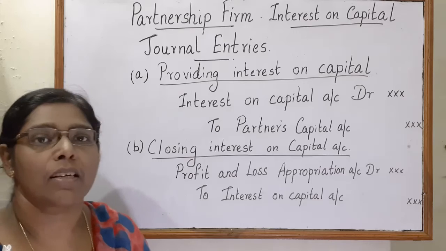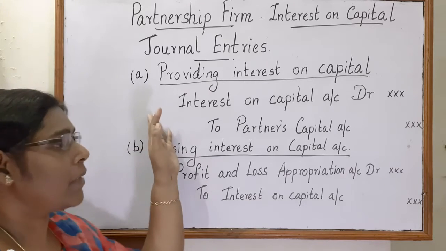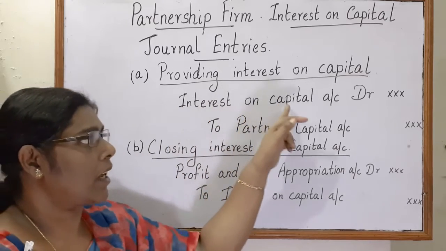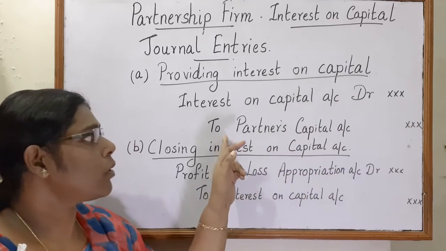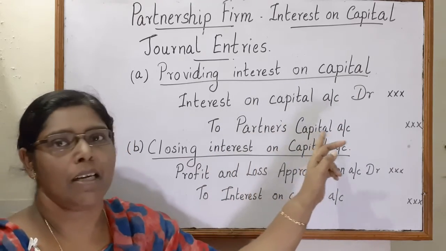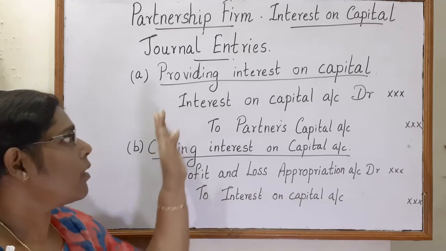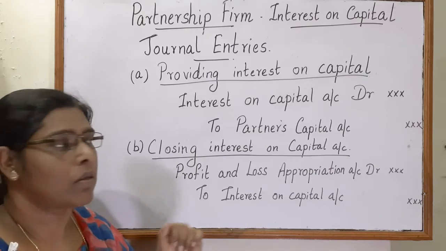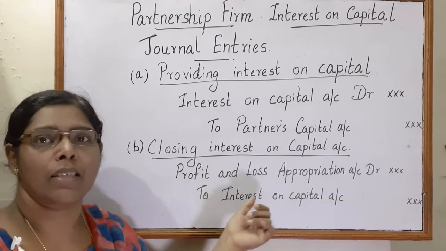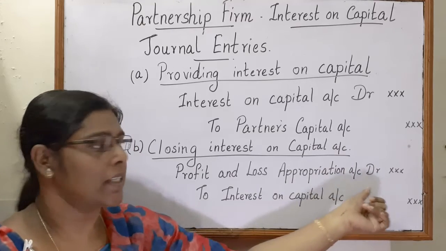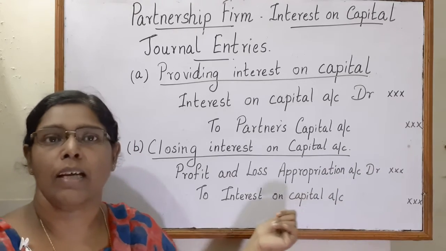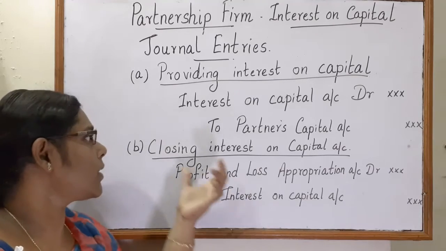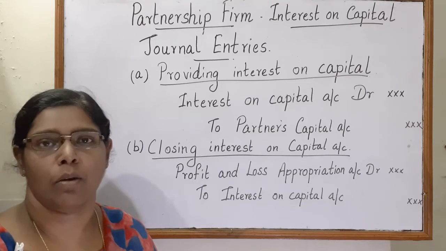First, providing interest on capital. When the interest is due, we have to pass a journal entry. Interest on capital account is debited, partners capital account is credited. Okay, now when it is due, we have made the entry. Now for closing interest on capital account, what's the entry? Profit and loss appropriation account is debited, interest on capital account is credited. So when it is credited, we are able to close the interest on capital account.